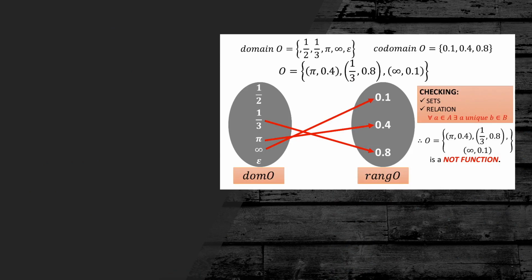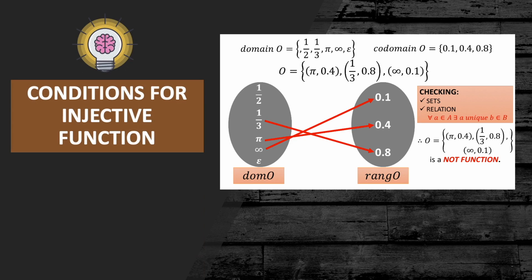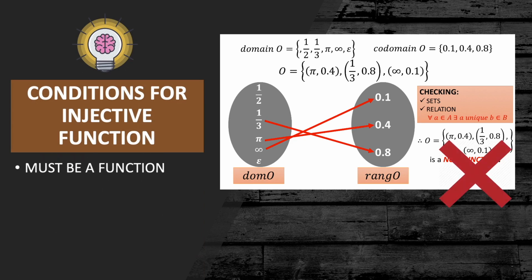Let's have the last example. Is set O an injective function? Similar to set I, set O is just a relation and not a function. Hence, there is no point of knowing its classification.